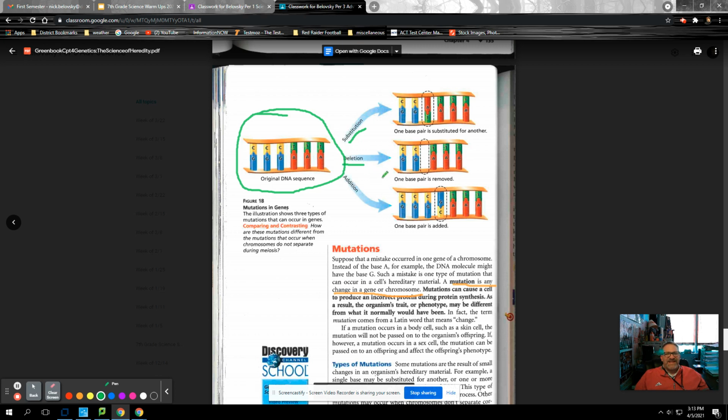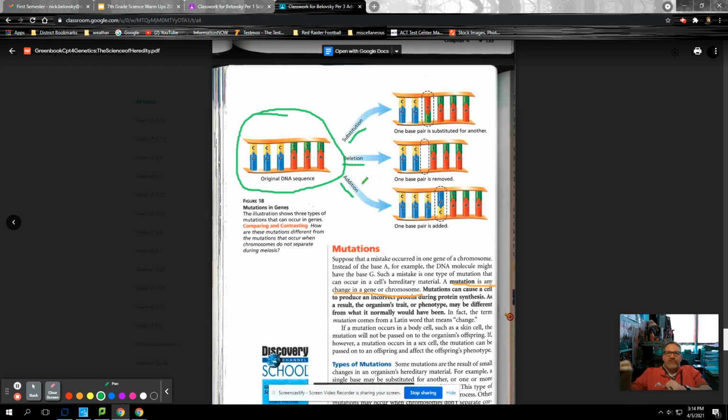Another one is called deletion. Look here, it's missing. The third one, CG, look, it's completely gone. That's called deletion. It's completely missing. Look at your examples, CG, CG, CG. Okay, over here, CG, CG, and it's missing. It's called deletion. And the third type of mutation is called addition.